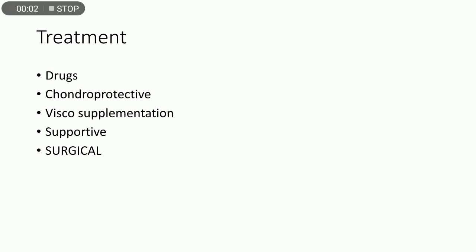Treatment involves five things. First is drugs. Drugs include analgesics because there is too much pain. Second is chondroprotective agents. Examples of them include chondroitin sulfate and glucosamine. However, they are assumed to be very helpful, but they are not very helpful. There are no trials to confirm this. Third is viscosupplementation, supplementing sodium hyaluronate as an intra-articular injection. So this injection is given, it acts as the viscoelastic, it acts as the cartilage, and it gives some support.